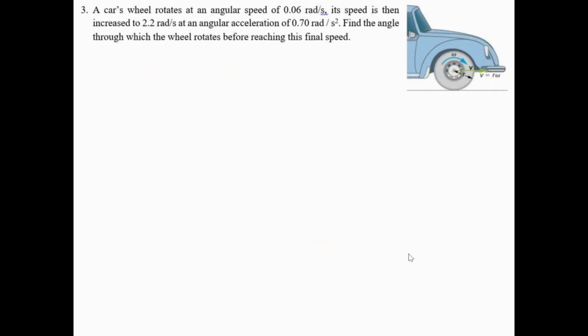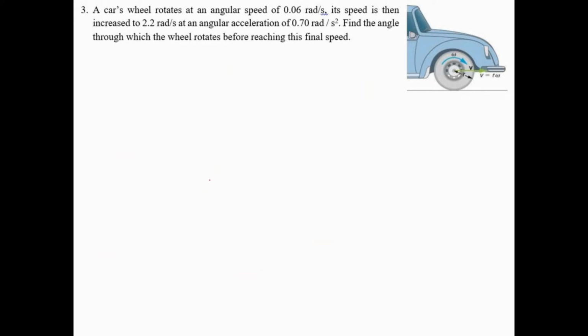Third question. The third question is related to the wheel and the diagram is given here. So let's read the question. First of all, we have to identify what is given in the question, and after that we have to go for finding the answer. So first of all, I am going to read the question.